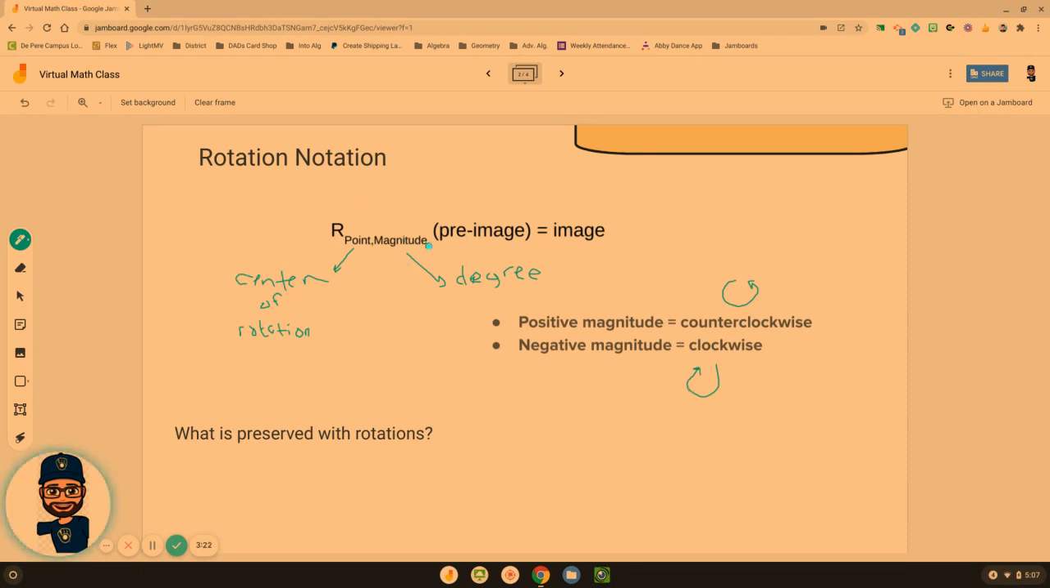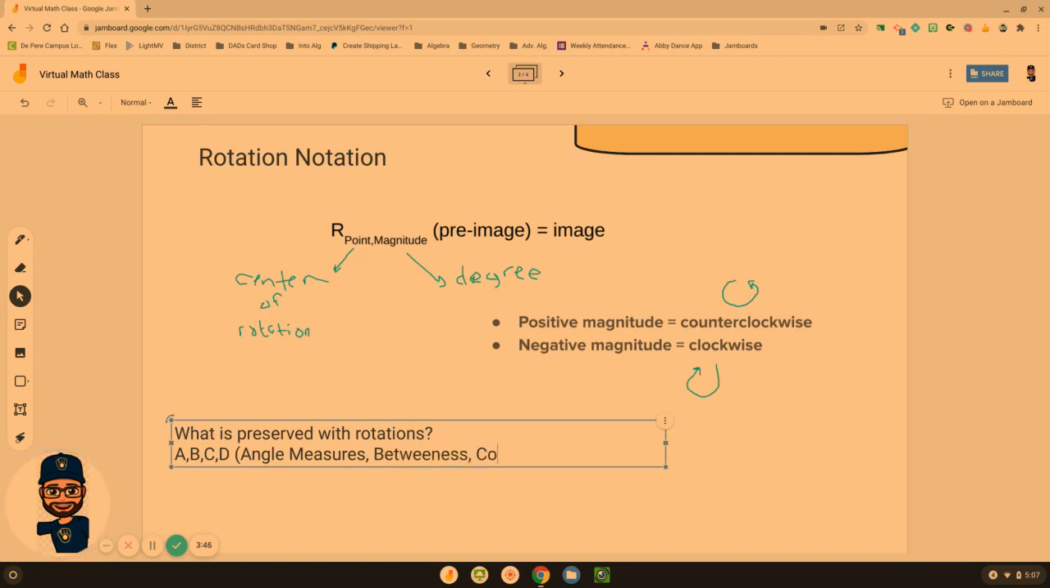Okay, and that all refers to this magnitude. So that's really, really important. This positive and negative magnitude. Now, what is preserved under rotations? Well, again, it's A, B, C, D. All of those things are still preserved. Angle measures, still going to be the same no matter what I rotate. The betweenness, the collinearity, and the distance. Those will all still be preserved.